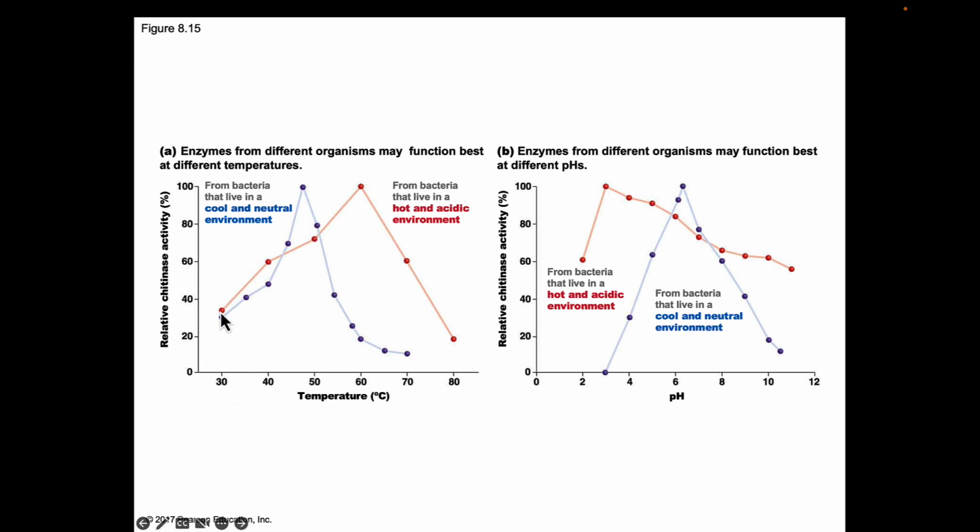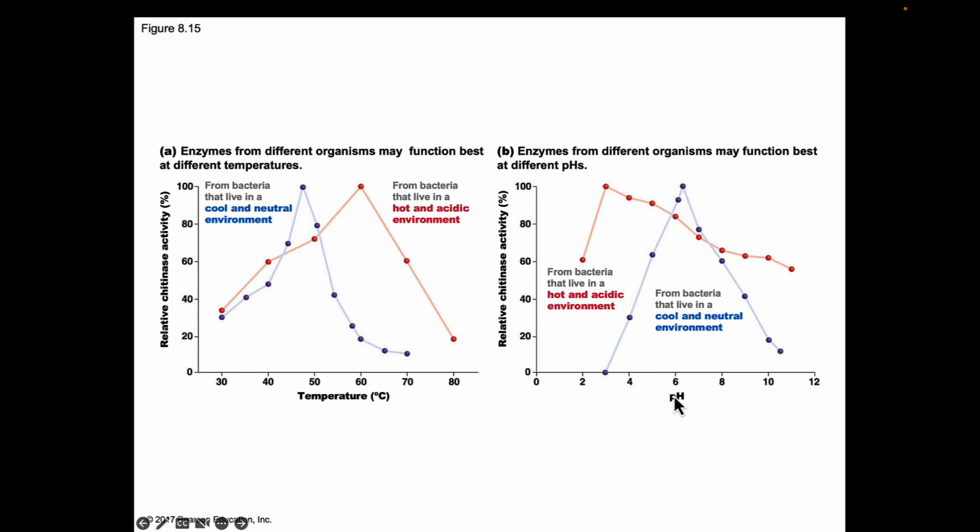This is compared to if you isolated this enzyme from a bacteria that lives in a hot and acidic environment. Well, you see this enzyme actually peaks with its activity at 60 degrees. So it functions even better at a 10 degree higher temperature. But this also falls off, and that's because at these higher temperatures, the proteins are going to be denatured. So they're going to be broken down into their primary structure and no longer functional.